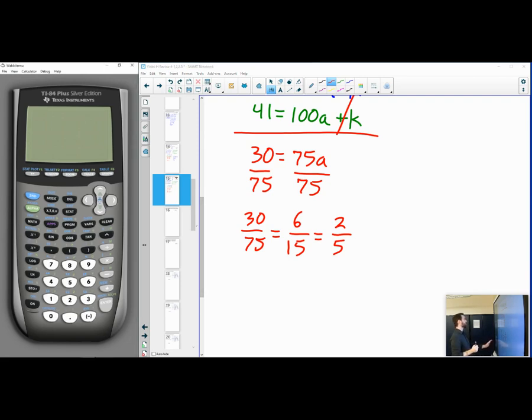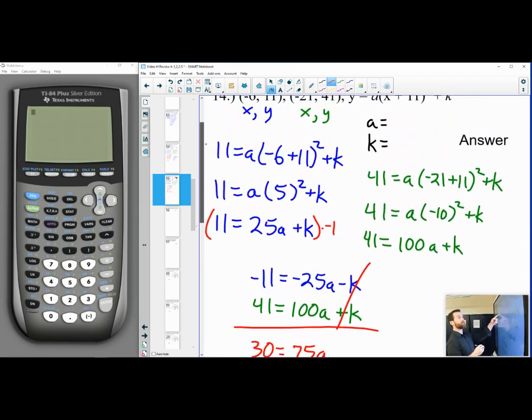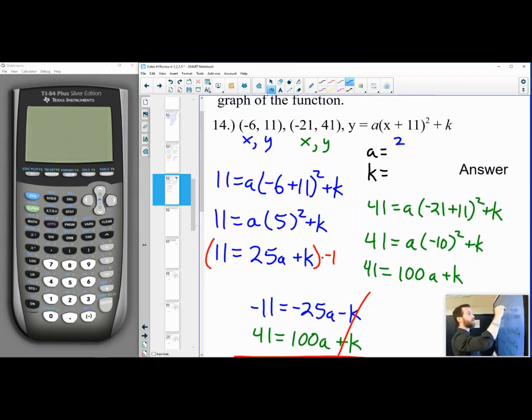I'm going to double check myself because I really don't feel like screwing this video up. So I need to check that 30 divided by 75 equals the same thing as 2 over 5, and it does. Excellent. Very good. So that was all to find a. So that equals a, and we can bring that up as 1/2 of our final answer. Now we just have to find k.